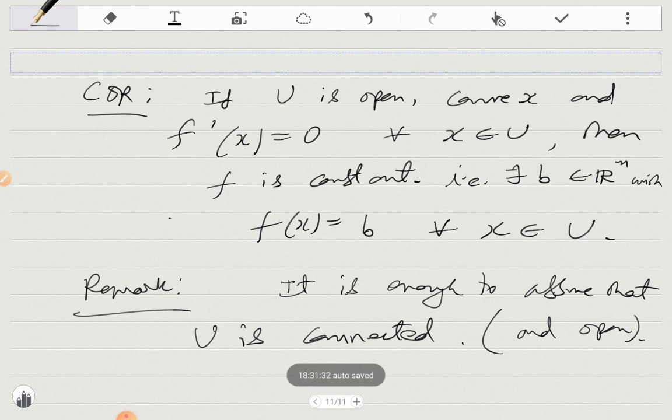So I'll stop here, and in the next lecture I'll talk about the partial derivatives. Again, revisit the question of partial derivatives and the full derivative.